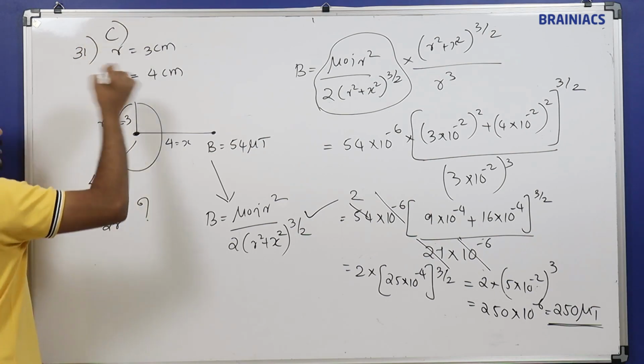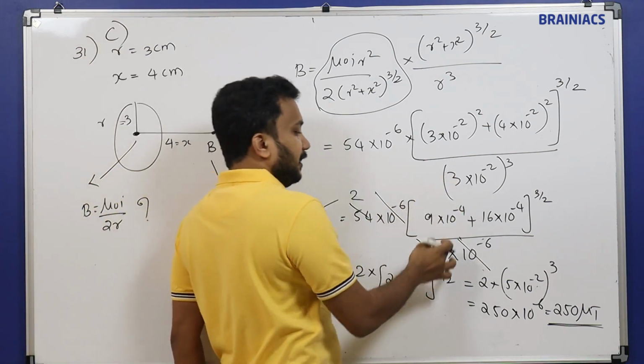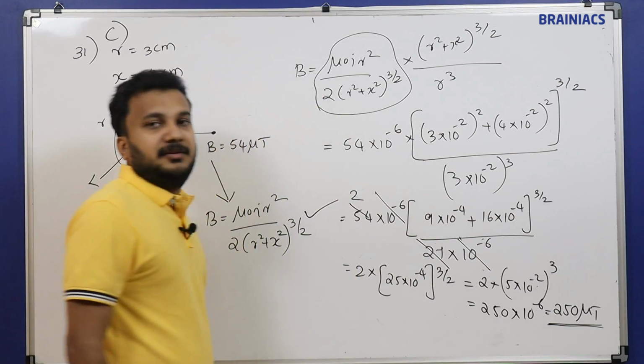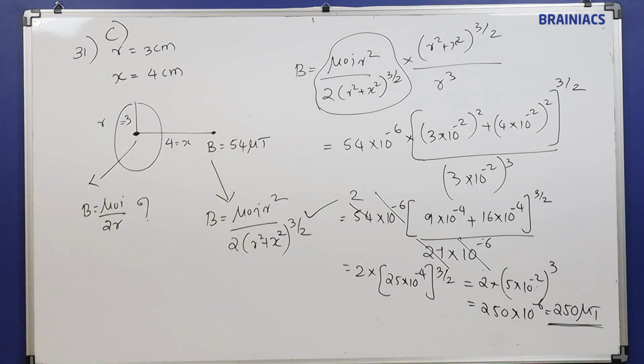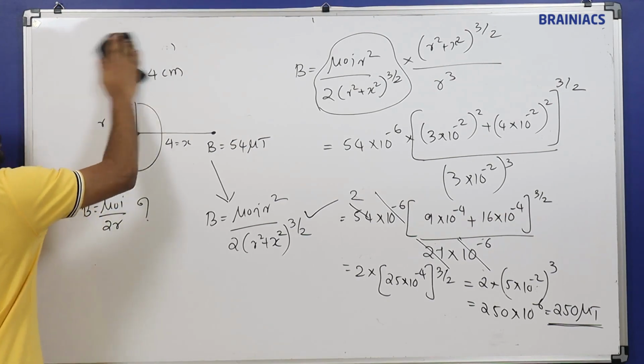Now I got it. So here are the mistakes I have made. I corrected it. I got 250 microtesla as the right answer for question number 31. Let's move to the next question. Question number 32.